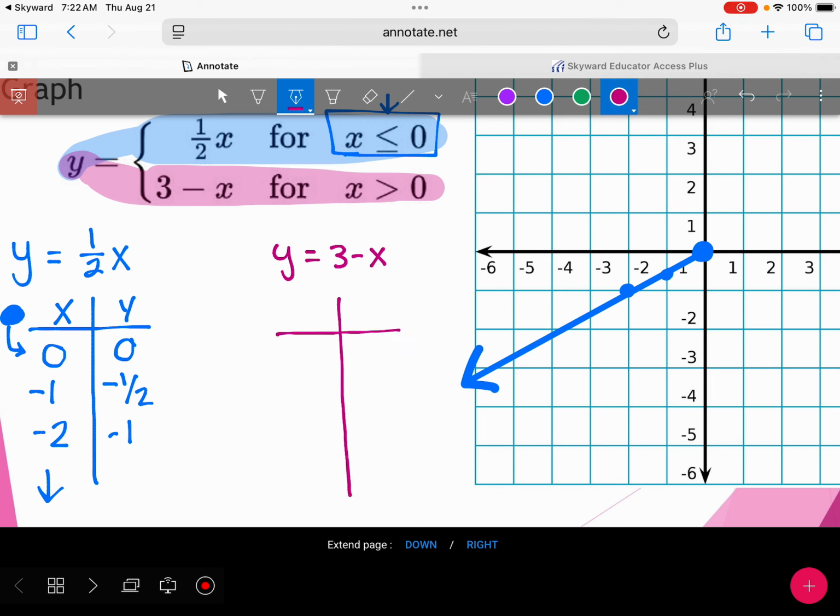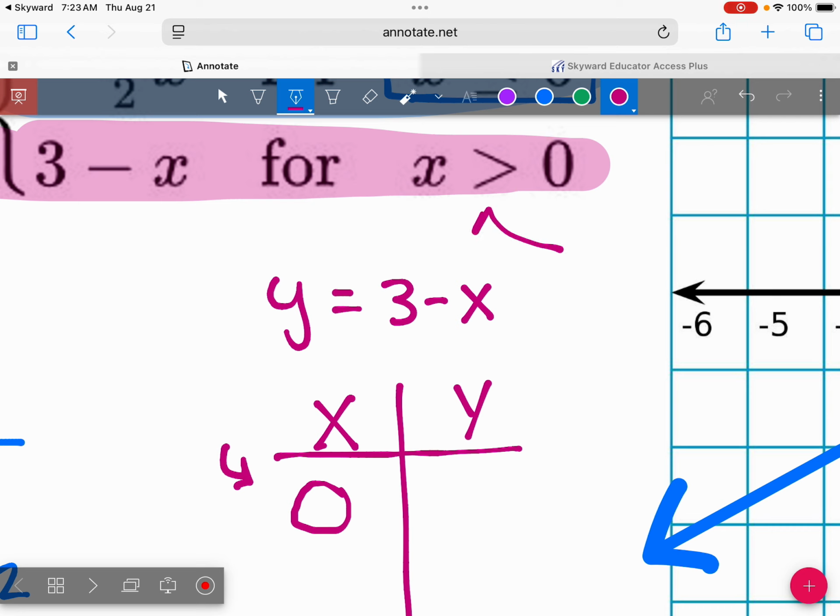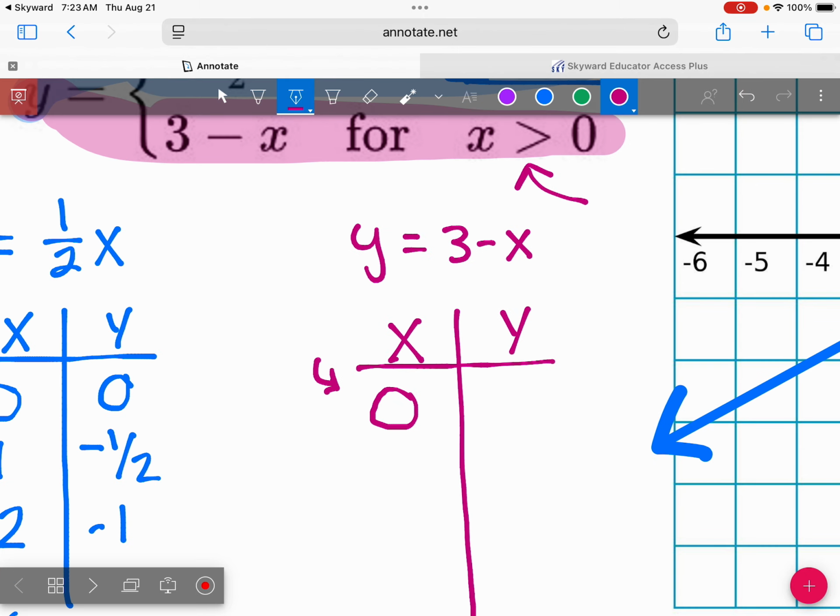Same vibe for the other piece. We're going to pick our x's, find our y's, plot up the points. We have to start at this end piece, so we're going to start with x equals 0. For this one, are we going to have an open circle or a closed circle on our 0? Is it open or closed? Look right here. Open, because we don't have that equals to, we're going to have an open circle.